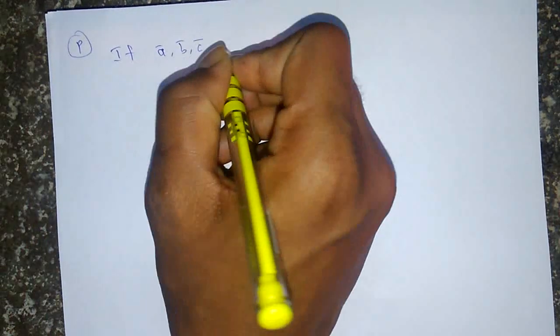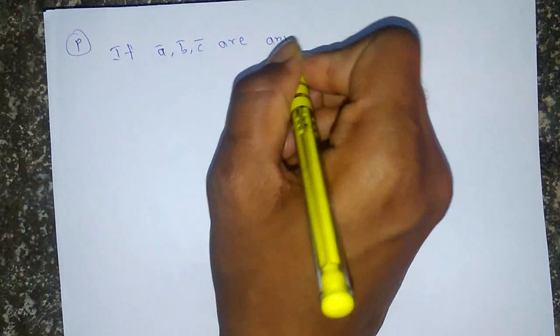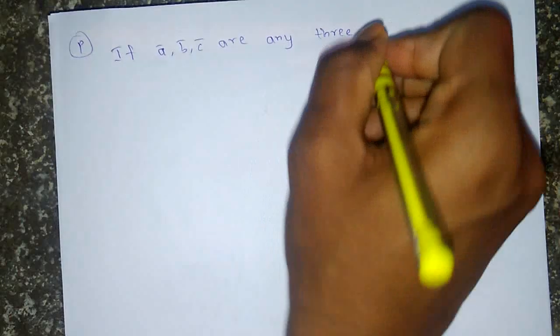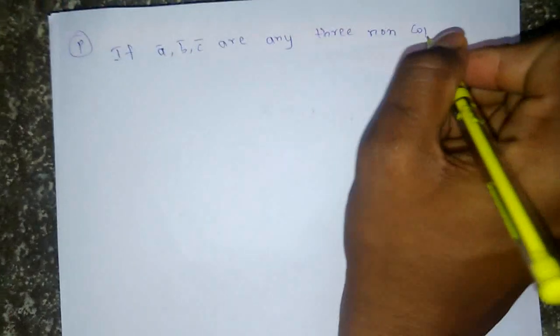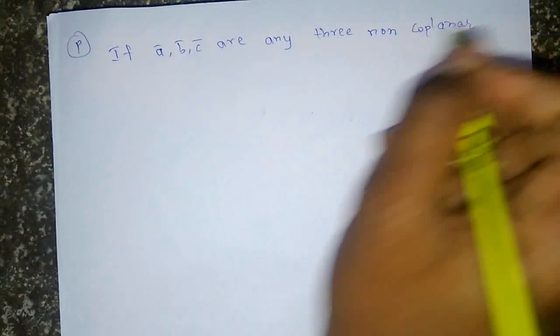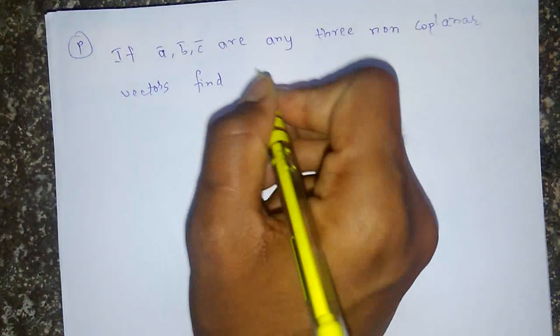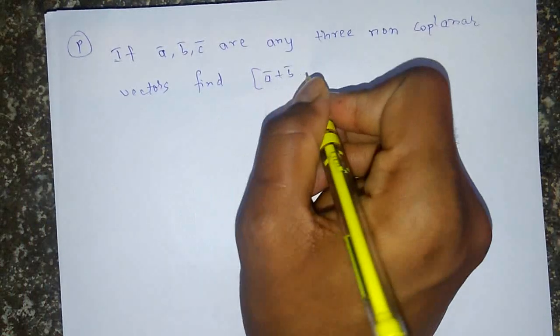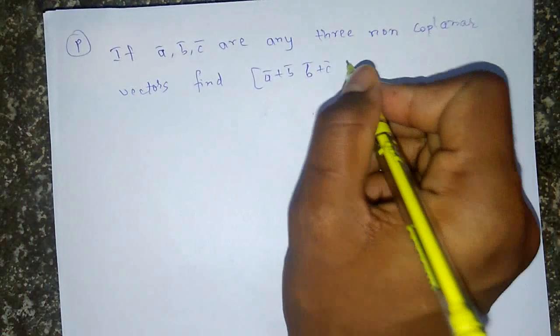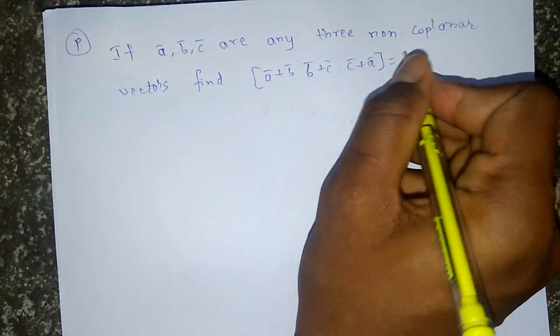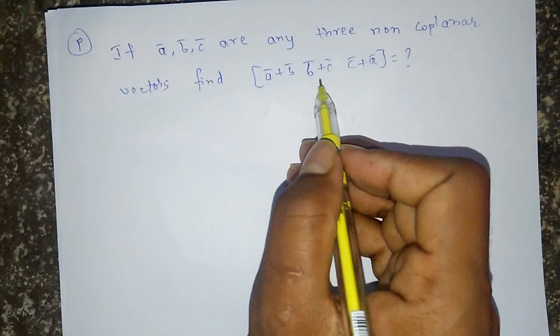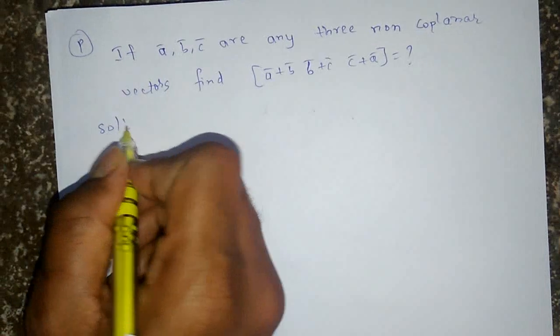Okay, our next problem is: if a bar, b bar, c bar are any three non-coplanar vectors, find [a bar + b bar, b bar + c bar, c bar + a bar] in terms of the box [a bar, b bar, c bar].